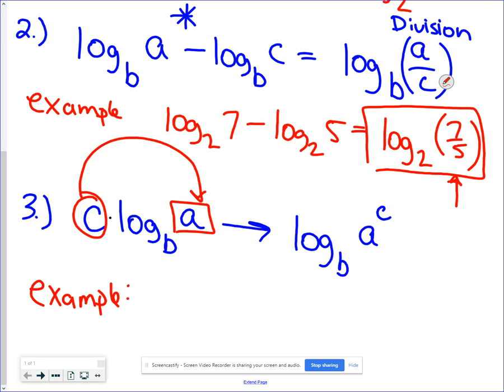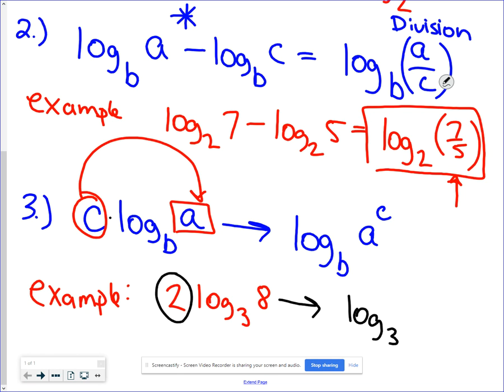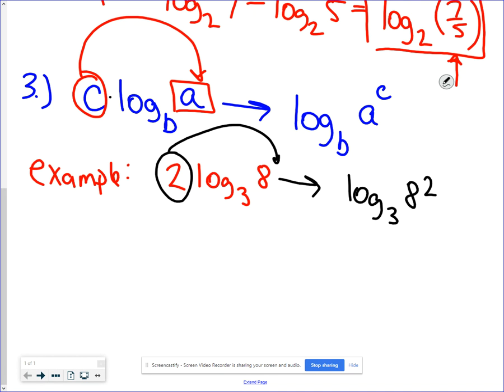An example for this one. Let's say I have 2 times log base 3 of 8, and I want you to rewrite it as a single logarithm. Well, that would be log base 3 of, we take the 2 and move it to the exponent of 8, so 8 squared. But we can simplify that, because 8 squared is 8 times 8. So our final answer would be just log base 3 of 64.